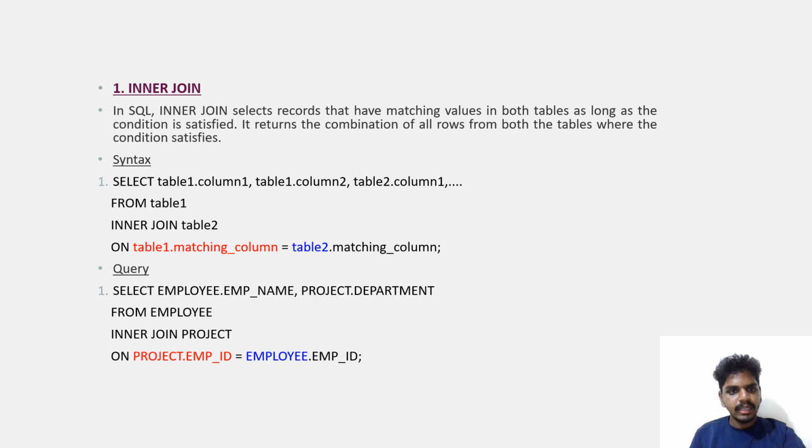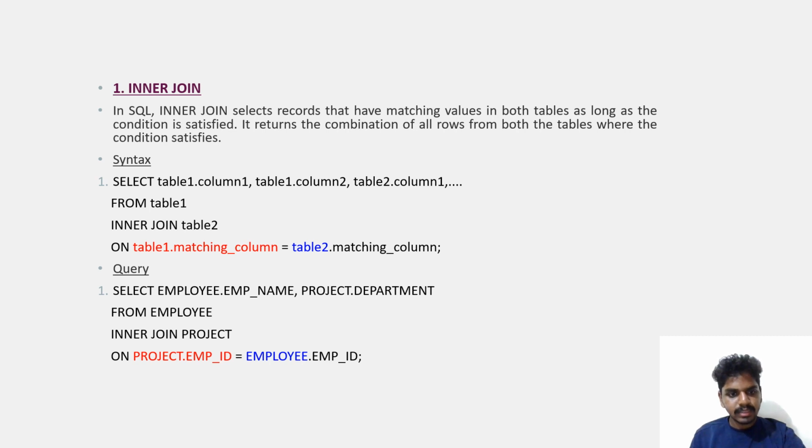Inner join. In SQL, inner join selects records that have matching values in both tables as long as the condition is satisfied. It returns the combination of all rows from both the tables where the condition is satisfied. The syntax is select table 1 and column, any number of tables and any number of columns from the particular table, inner join table 2 on table 1 matching column is equal to table 2 matching column.